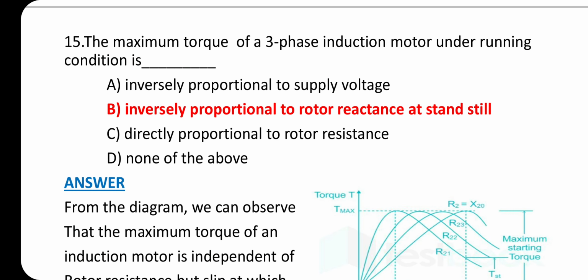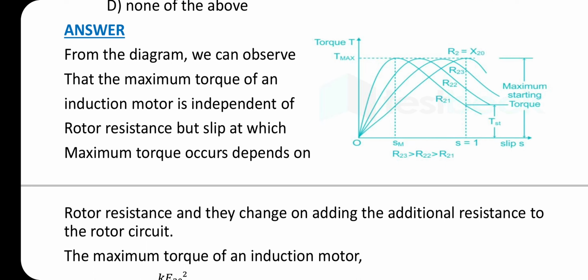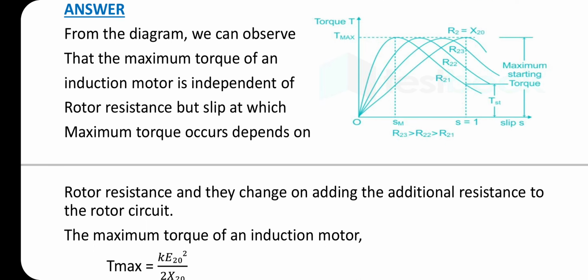Question number 50. The maximum torque of a three-phase induction motor running condition is, answer is option B, inversely proportional to rotor reactance at a standstill. From the diagram, we can observe that the maximum torque of an induction motor is independent of rotor resistance, but the slip at which maximum torque occurs depends on rotor resistance and they change on adding the additional resistance to the rotor circuit.